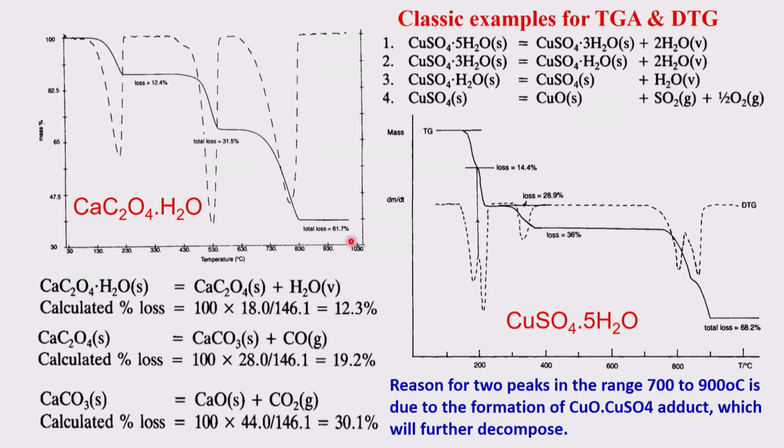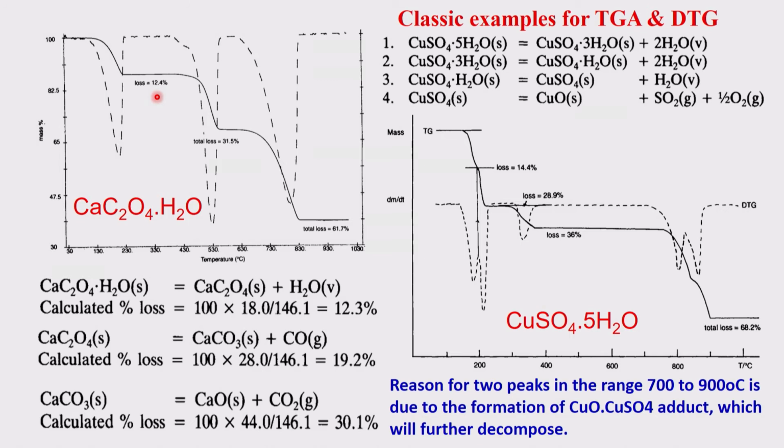What is on your x axis? Obviously the temperature, and the y axis is the weight or weight percent. Starting from 100, it goes down to somewhere here, and then to somewhere here, and then to somewhere here. This is around 35-40. Going from 100 to 40, that is around 60. So you can see 61.7, 31.5 and 12.4.